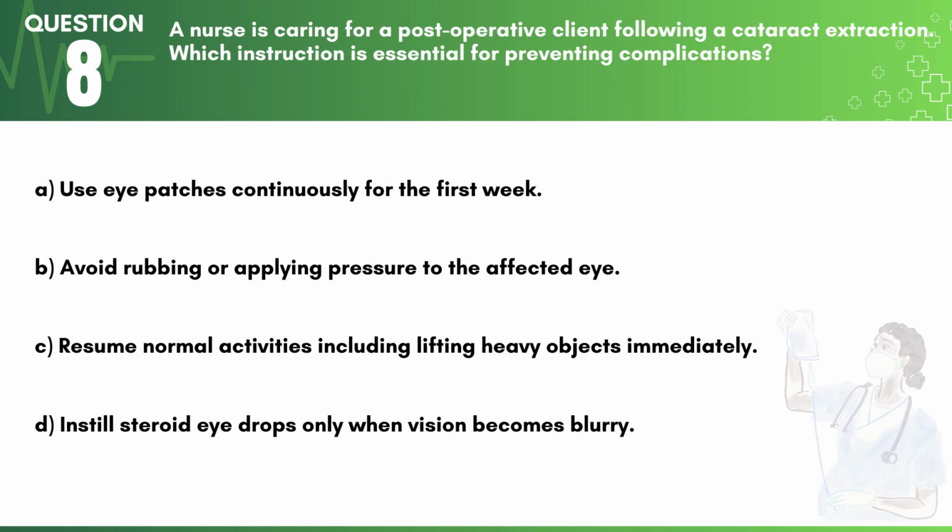Question 8. A nurse is caring for a post-operative client following a cataract extraction. Which instruction is essential for preventing complications? A. Use eye patches continuously for the first week. B. Avoid rubbing or applying pressure to the affected eye. C. Resume normal activities including lifting heavy objects immediately. D. Instill steroid eye drops only when vision becomes blurry.